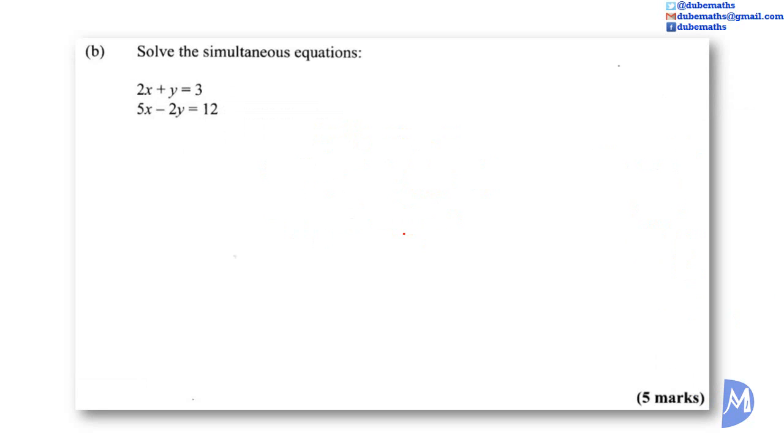And the last question on algebra in this paper is a simultaneous equation. We let 2x plus y equals 3 be equation 1. 5x minus 2y is equal to 12 is equation 2.